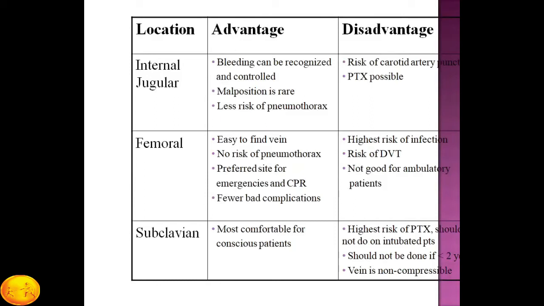Internal jugular vein is the most preferred vein because it is very superficial. The landmarks are very easy to recognize, and the complications compared to the subclavian vein are very different. That's why we use internal jugular vein access. And the third commonly used site is the femoral vein. The femoral vein is also very easy to navigate, very easy to identify, and very easy to manage.